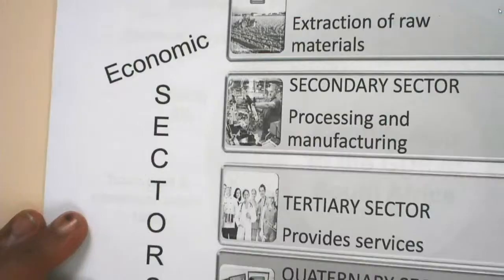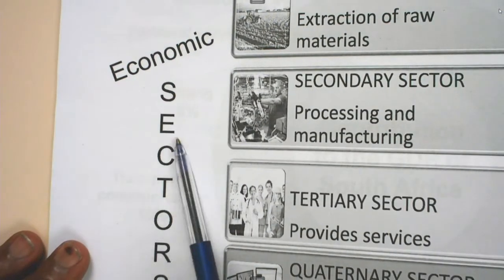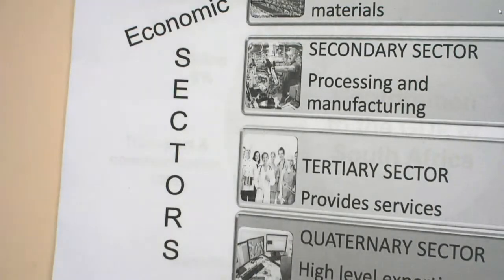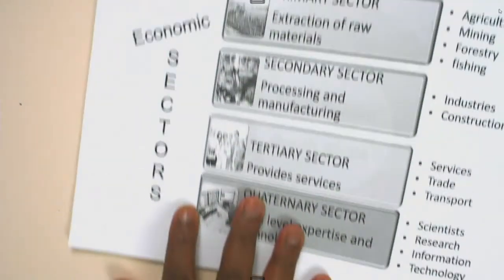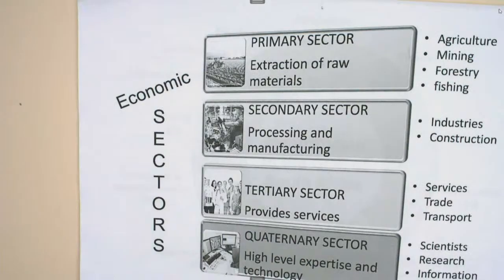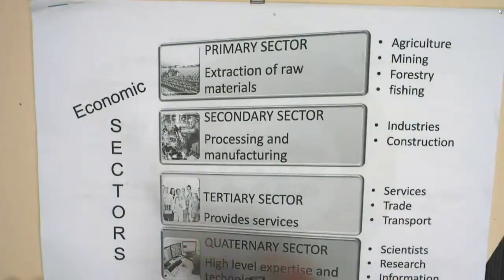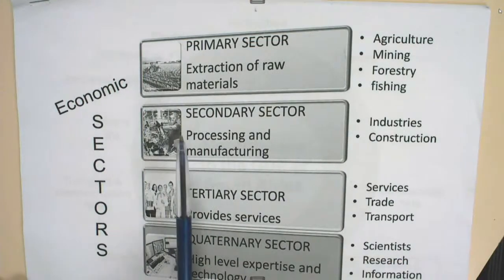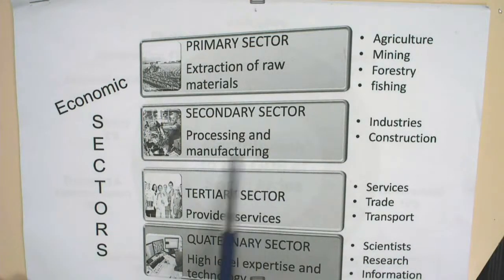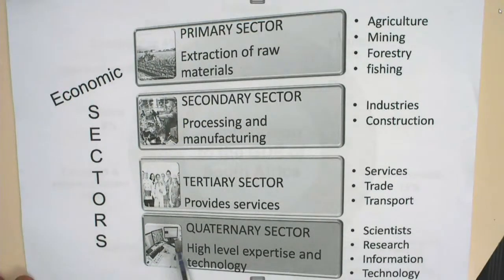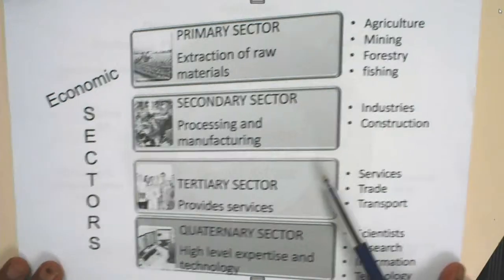Economic geography is divided into different sectors of the economy. The sectors of the economy are the following: the primary sector, which is concerned with the extraction of material from nature. Secondary sector, processing and manufacturing. Tertiary sector, provision of services. And quaternary sector, which provides high-level expertise and technology.